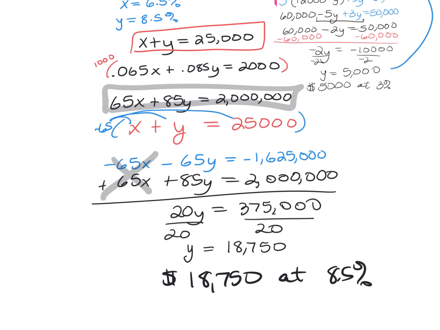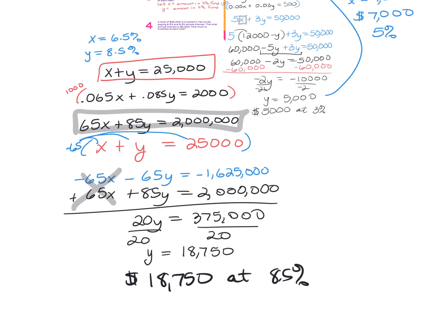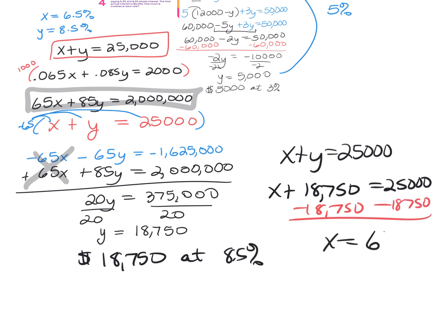And now to find the money invested at the 6.5, I could plug it in to my first equation, x plus y equals 25,000. So x plus 18,750 equals 25,000. And now subtract. And x is equal to $6,250, which is the amount that was invested at 6.5%.